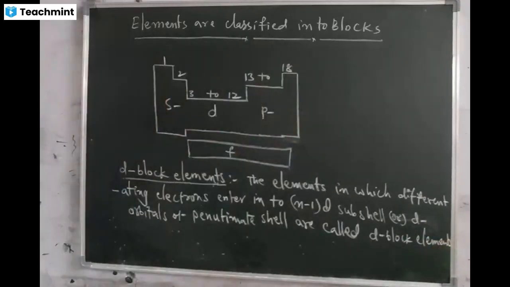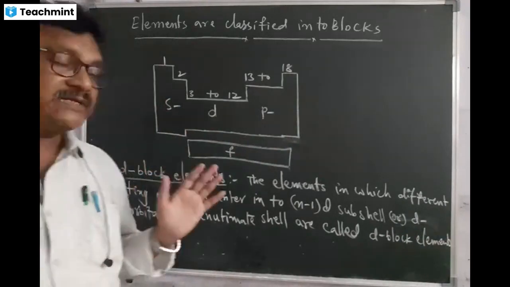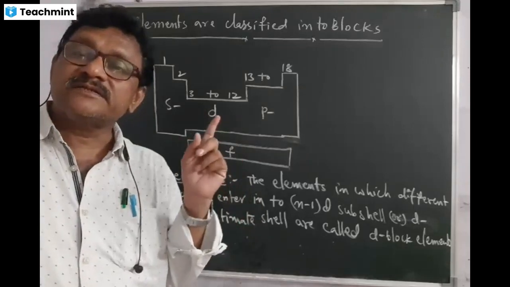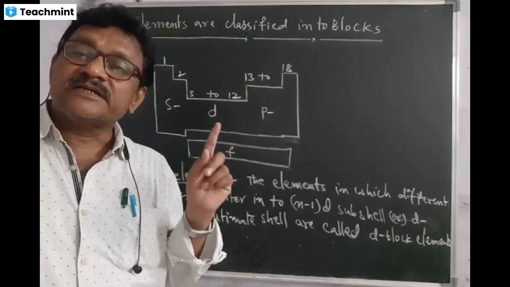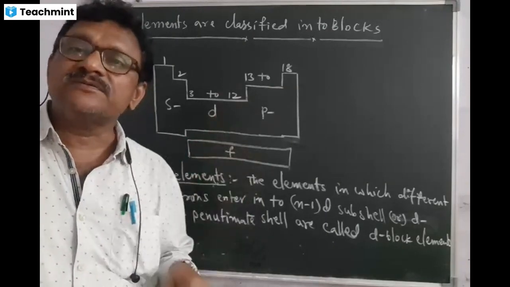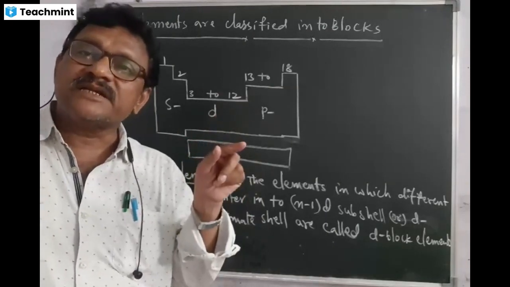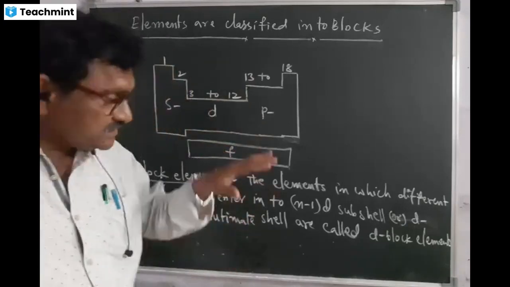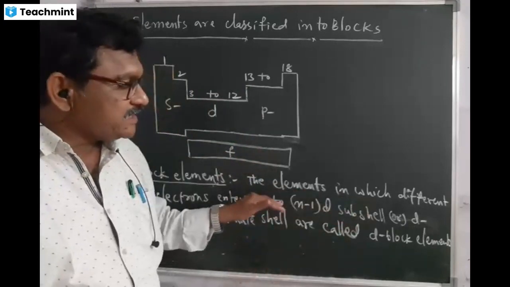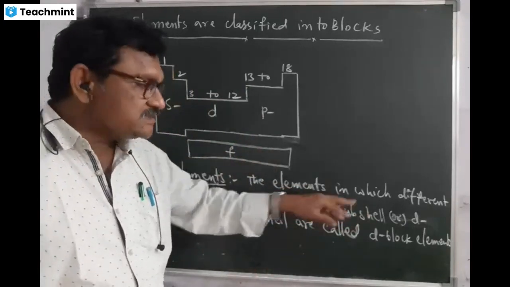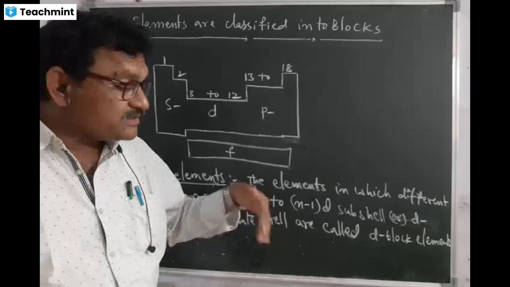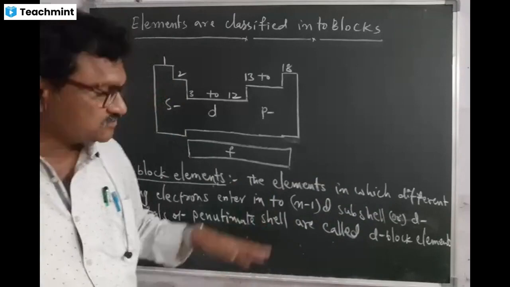Okay. See, the main difference you have to remember: if the differentiating electron enters into an s orbital, those are S block; if the last coming electron enters into a p orbital, those are called P block, no? In the same way here, the differentiating electron enters into the (n minus 1) d subshell, that is nothing but the d orbitals of the penultimate shell. Penultimate shell means the shell before the valence shell. I already told you, so you write down.